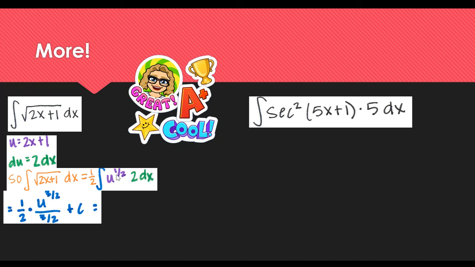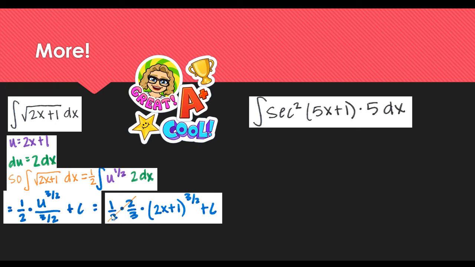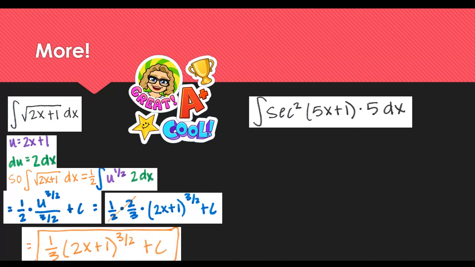So now u to the 1/2 is u to the 3/2 over 3/2. 1/2 still chilling outside. 3/2 is going to become a 2/3 when I skip, flip, and multiply that up to the top. Those 2's cancel. I can replace u with 2x plus 1. And my final answer is 1/3 times 2x plus 1 to the 3/2. And don't forget your plus c anytime there's no numbers.